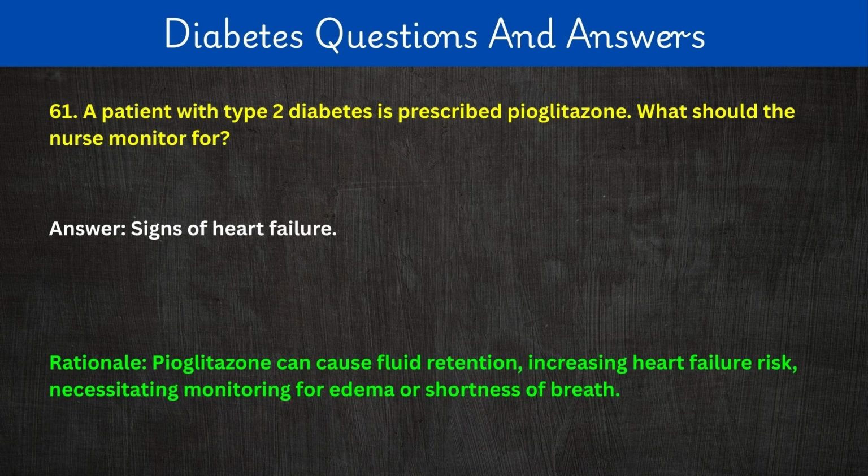61. A patient with type 2 diabetes is prescribed pioglitazone. What should the nurse monitor for? Answer: signs of heart failure. Rationale: pioglitazone can cause fluid retention, increasing heart failure risk, necessitating monitoring for edema or shortness of breath.